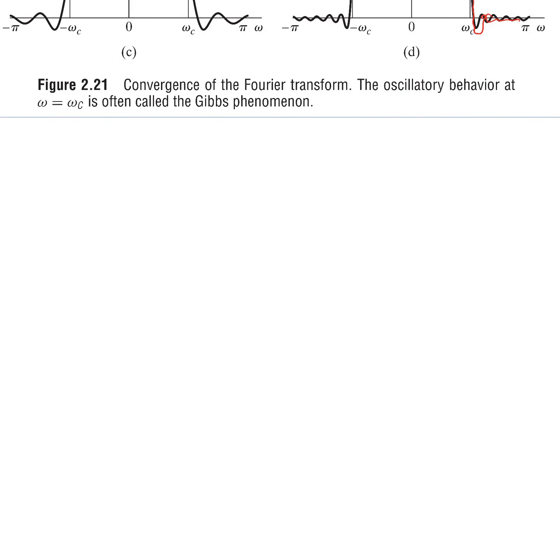So what it says, the Gibbs phenomenon, is that as m tends to infinity, the integral from minus pi to pi of the square of H(e^{jω}) minus H_m(e^{jω}) dω is equal to 0. So these two functions differ only at the point of discontinuity, that is at omega equal to omega c, as m tends to infinity.